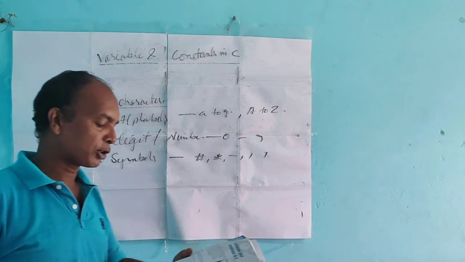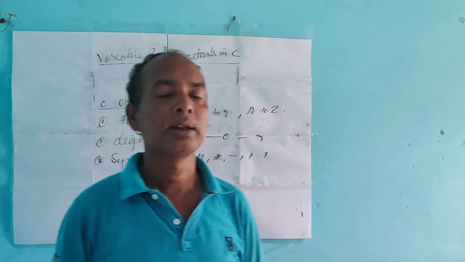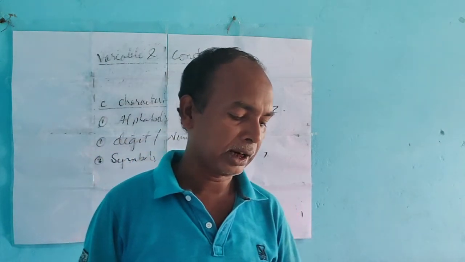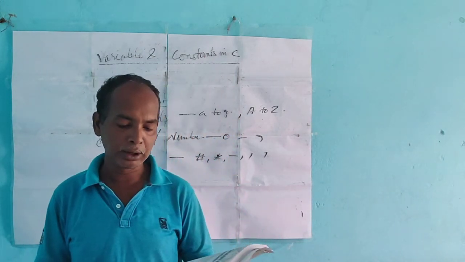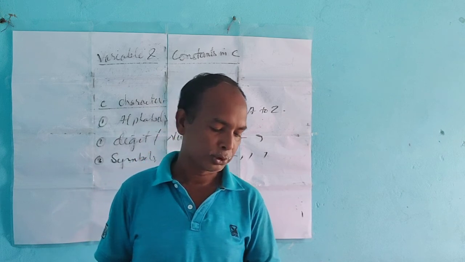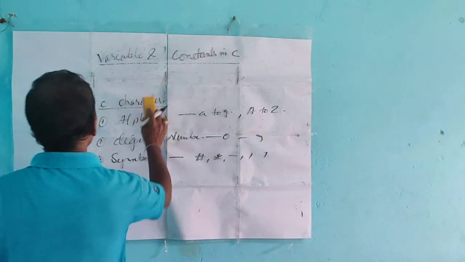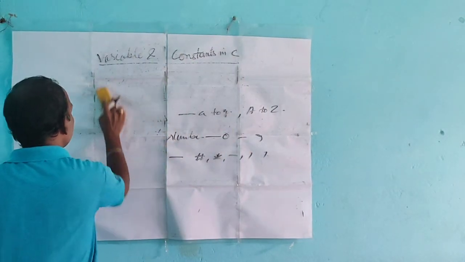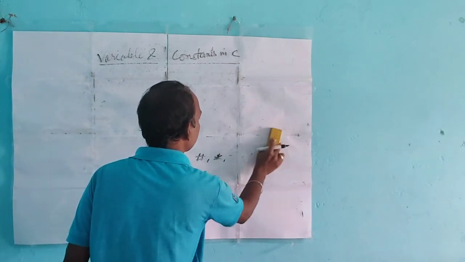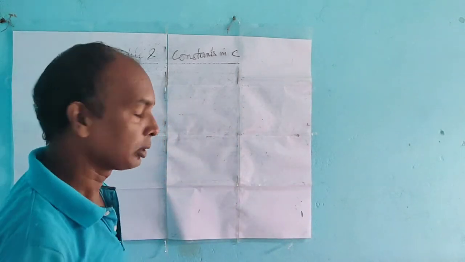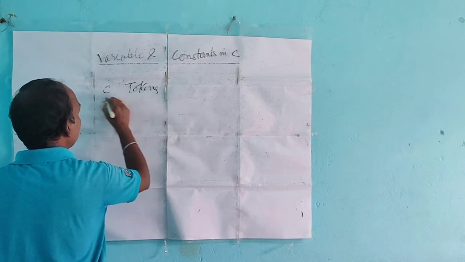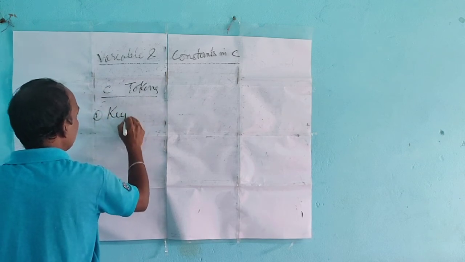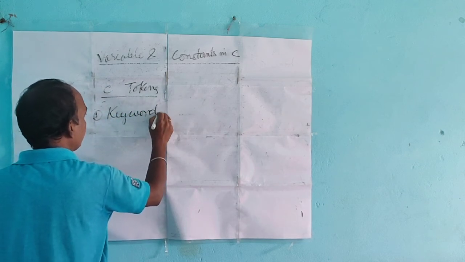A meaningful combination of C characters is known as a C token. It is the smallest individual unit in a C program. The different C tokens are, number one, keywords.